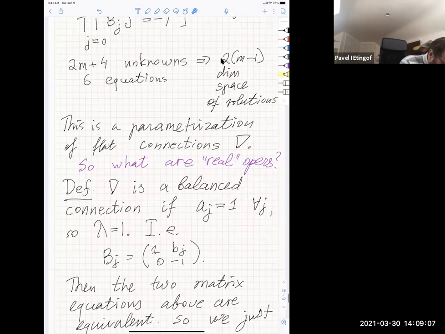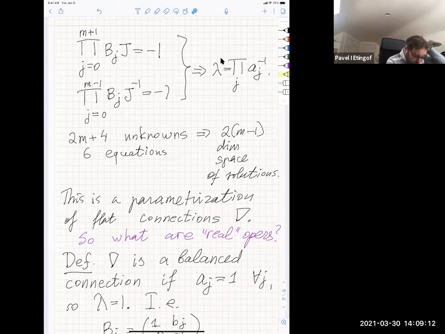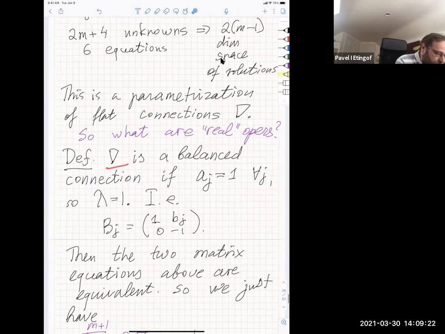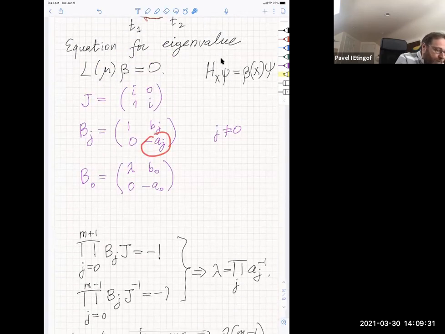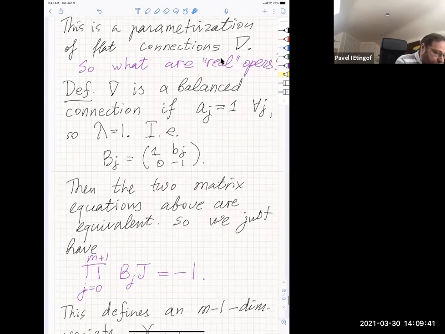And then the question is, what is the condition to be real, corresponding to eigenvalue of the Hecke operators? And it turns out that this is the condition of being a balanced connection. So that's a new notion that we introduced. The connection is called balanced if the numbers aj here are equal to 1. And in particular, this means that lambda is 1. So these matrices Bj have diagonal entries 1 and -1.